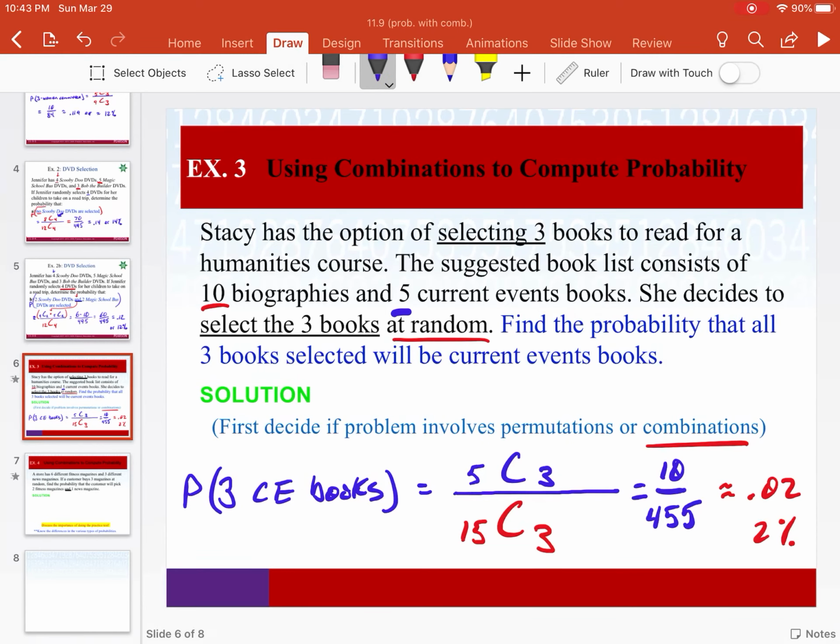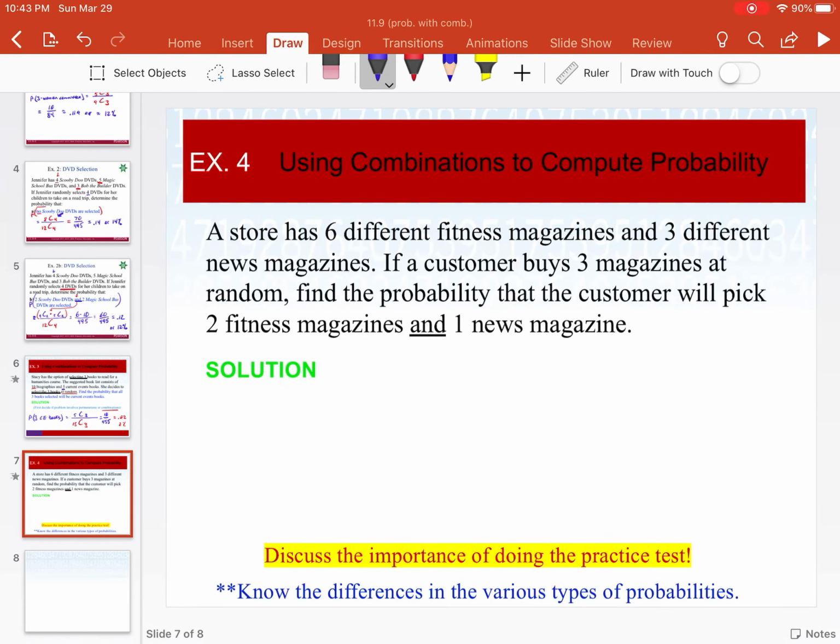All right, gang. Last problem. Here we go. The store has 6 different fitness books and 3 different magazines, news magazines. If a customer buys 3 magazines at random, did I say fitness books? Fitness magazines. Just have magazines here, no books at all. Customer buys 3, so that's how many we're picking. Maybe they close their eyes and they point. Okay, find the probability that the customer will pick 2 fitness and 1 news magazine. At random again. So that tells me combinations, right?